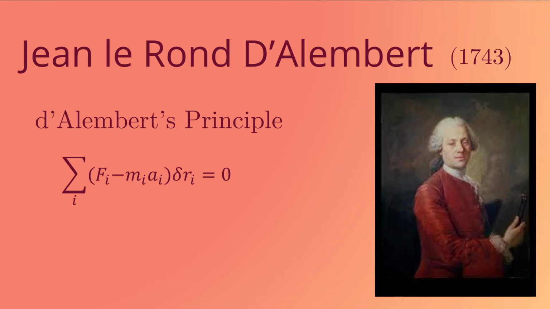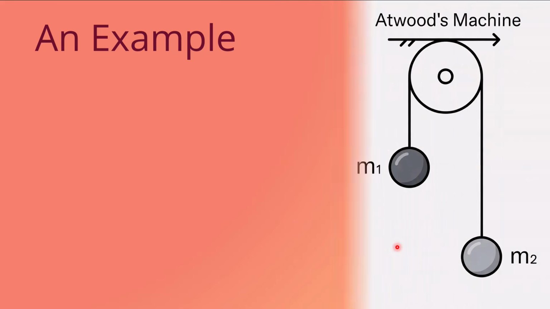With an example, I will show you how this method helps us solve more complicated systems easily. So here we go. This is the Atwood machine. It consists of two masses, m1 and m2, and suppose m1 is heavier than m2. These two masses are connected by a string and hang over a pulley.